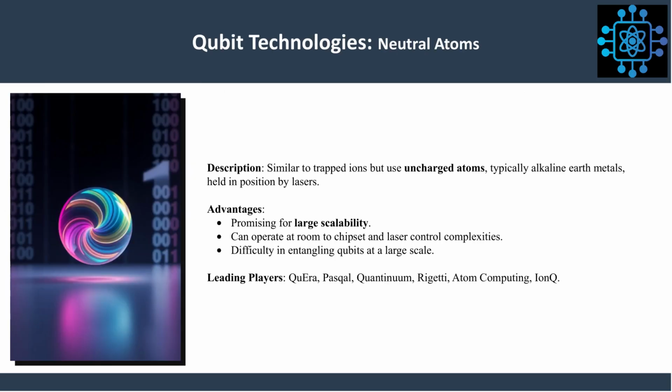Neutral atoms, unlike trapped ions, use uncharged atoms held by lasers. They promise large scalability and can operate at room temperature. However, entangling qubits at a large scale remains challenging. Key players include QuEra, Pasqal, Quantinuum, Rigetti, Atom Computing, and IonQ.